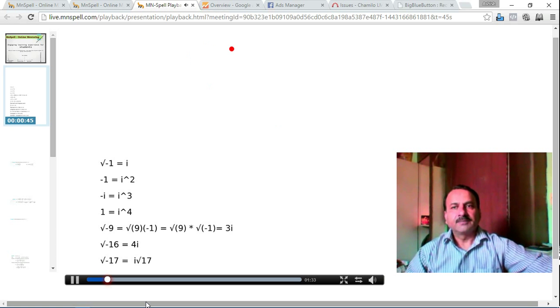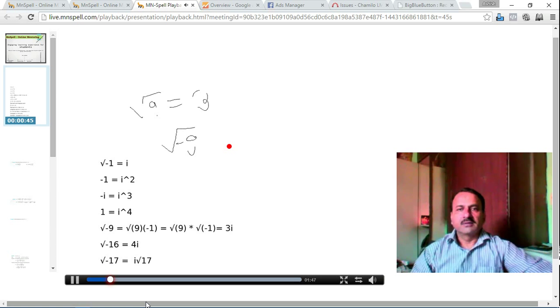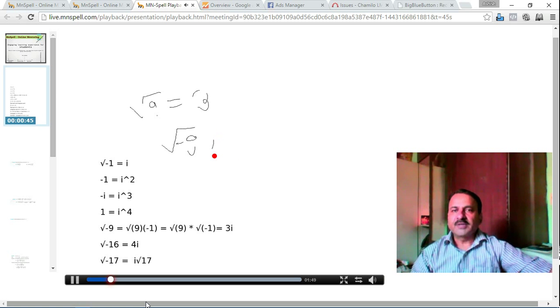If I say under root 9, all of you know that under root 9 is 3. But if I ask you what is root minus 9, your answer will be, sir, we can't get the square root of a negative number, so it is not possible. Now I want to tell you that it is called complex number.